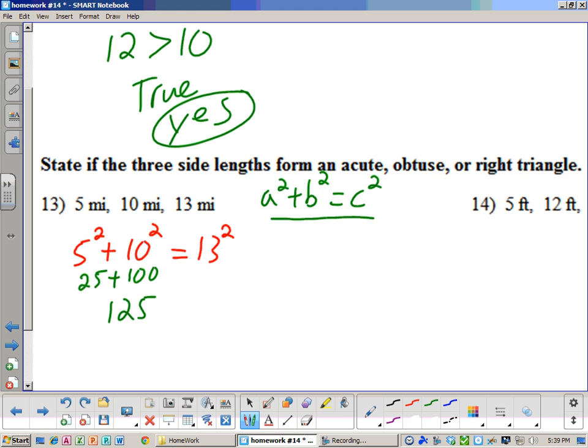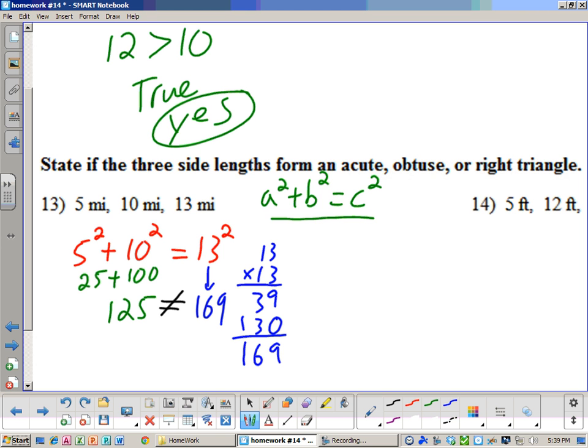Now, this other side is 13 squared. 13 squared is, let me see here, 13 times 13. 3 times 3 is 9. 3 times 1 is 3. So I put 3 up here. Then goes 0. 1 times 3 is 3. Okay, I almost forgot how to multiply by hand. 9, 6, 1. So, 169.